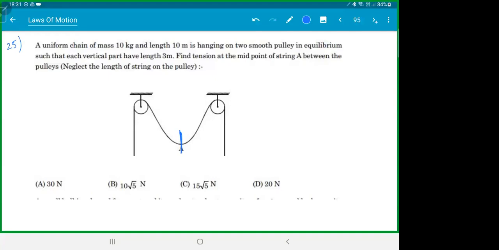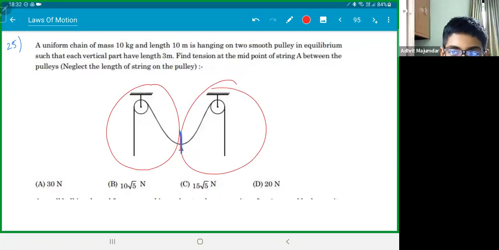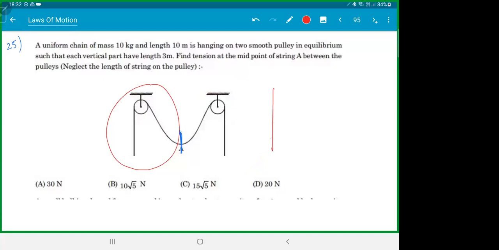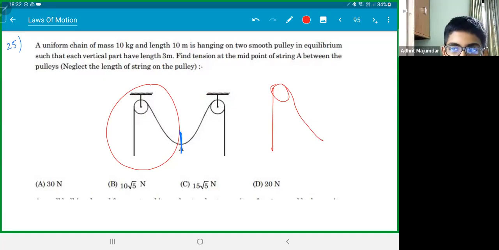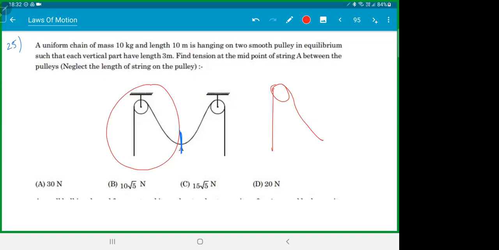If you're cutting here, you're saying this, right? If you cut it there, you got 2 parts, right? This part or this part. Which part do you want to take? Both are symmetrical, so it won't matter which. So take any one part. You have to draw the FBD of this part only. But that mass will be half or not? Half, right? Then obviously, if you're taking half of the mass, so half the string, then the mass will be half.